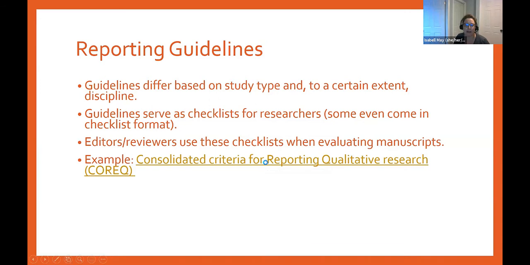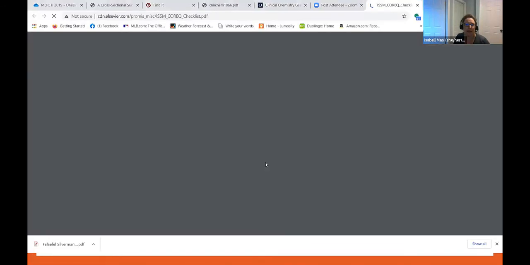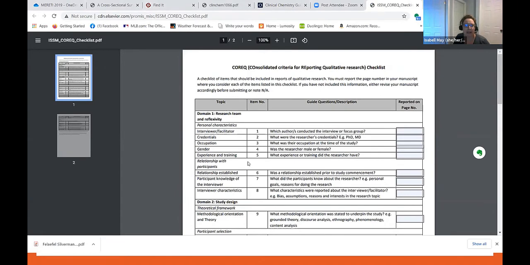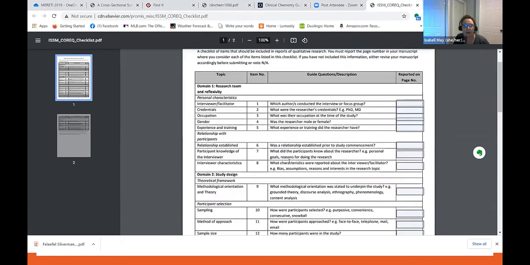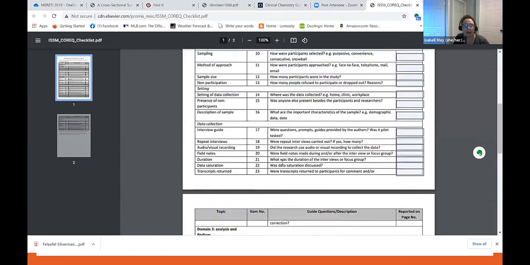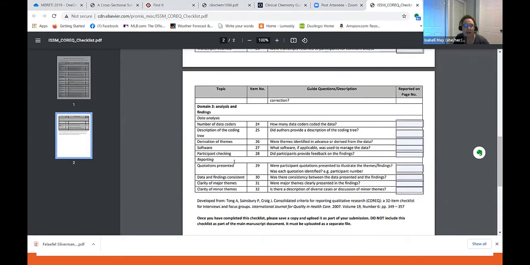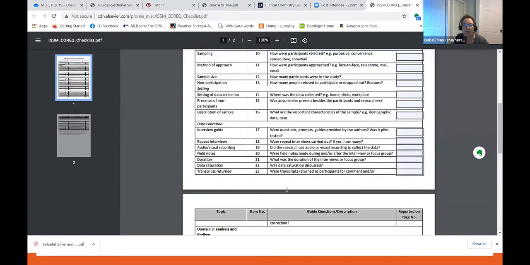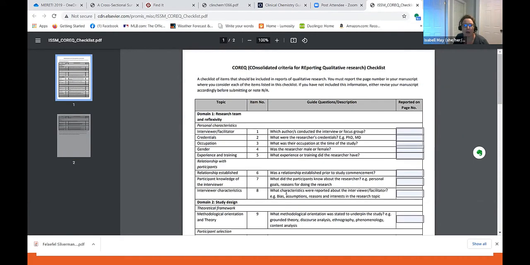Anyway, here's one: the Consolidated Criteria for Reporting Qualitative Research, COREQ. Let me click on that and show you what that looks like. This is from Elsevier. I really like this list. It gives you an idea of what needs to be in your manuscript: study design, analysis and findings. So coding tree, blah, blah, blah. And again, this is based on a certain type of qualitative design. It's a really useful checklist. I think Elsevier gives this to their reviewers, and that's why you see "reported on page number" so reviewers can check this off.